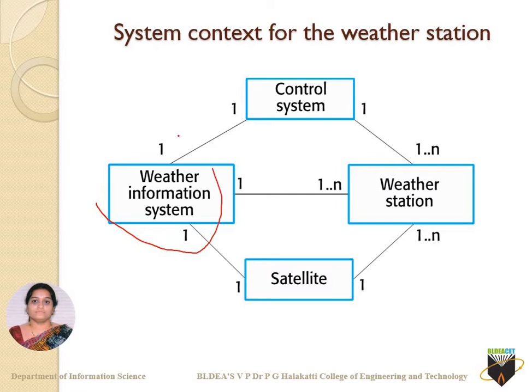Weather information system I have, then I have a control system, then I have a weather station, then a satellite which has been designed to communicate with all of these. Weather information system and control system have a relationship of 1:1. Control system and weather station is 1 to 1..n, so multiple weather stations can be communicated with. Satellite is one, but I have multiple weather stations to which it forecasts. Then weather information system and weather station is also 1 and 1..n.